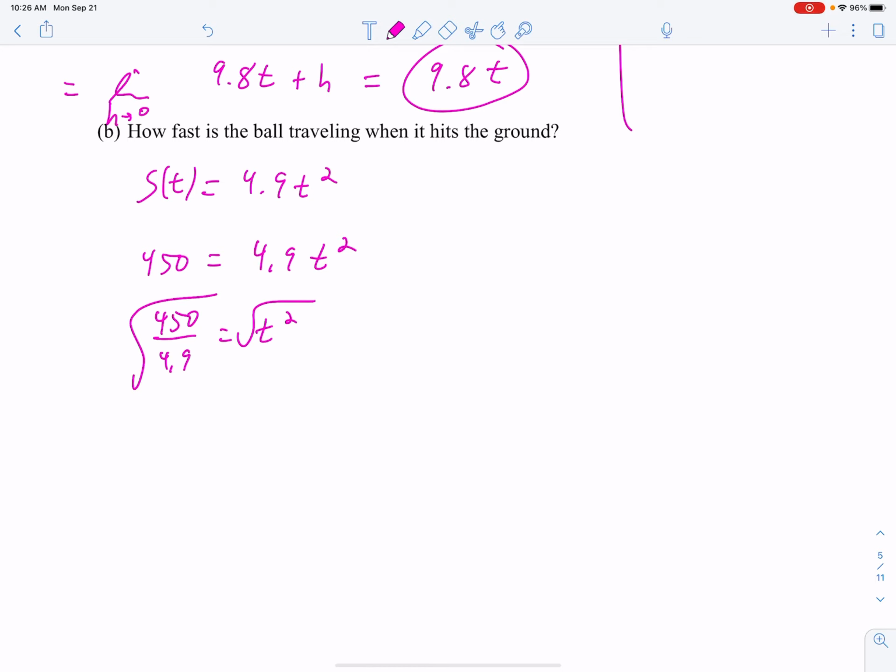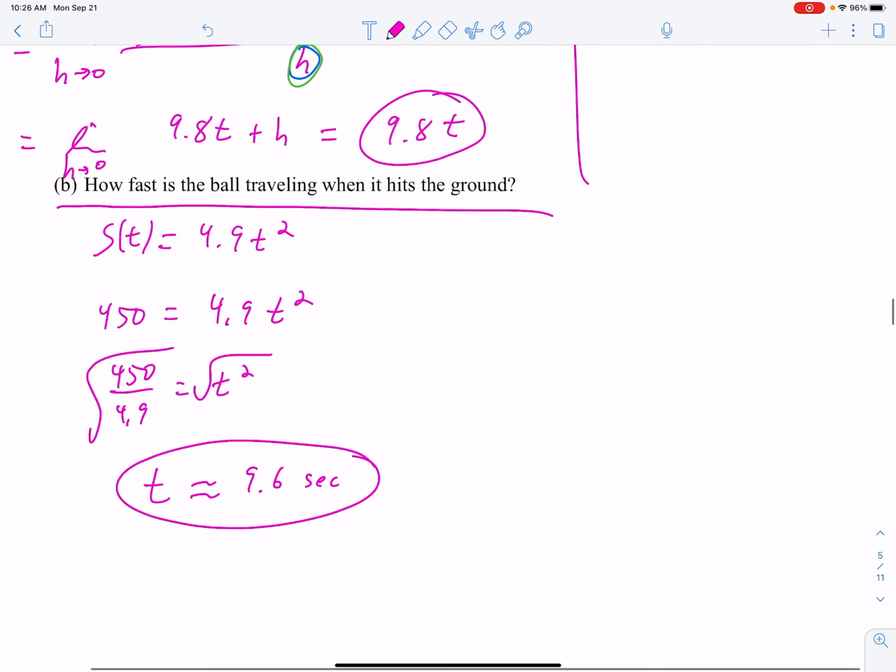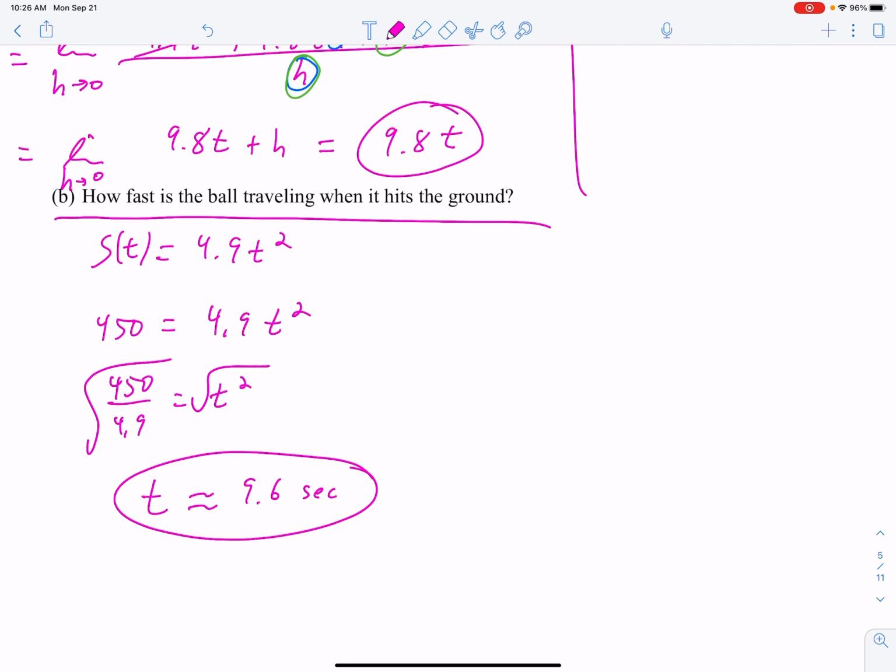Square root both sides. Punch that into a calculator, so the time is approximately 9.6 seconds, right? In other words, what's happening here is it takes 9.6 seconds for the ball to hit the ground. But the question says, how fast is the ball traveling when it hits the ground? In other words, what's the velocity at 9.6 seconds? Well, we found the velocity function up in part A.